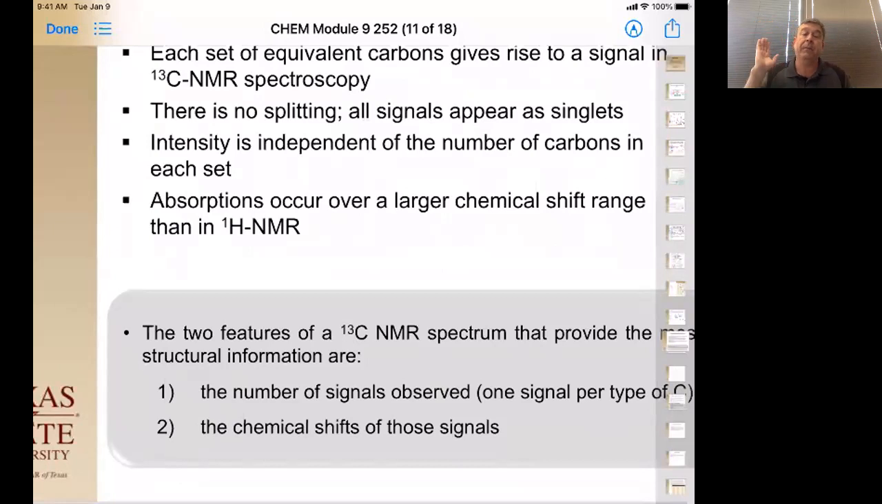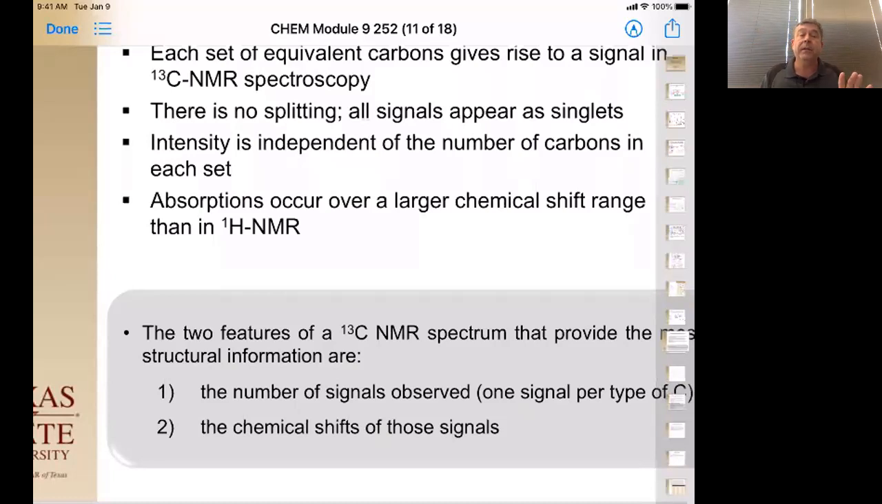In proton NMR, we had about 0 to 10 for most hydrocarbons and maybe up to 15 for something like a carboxylic acid. Carbon NMR is much wider, okay? We're going to have from 0 to about 220, okay? Those are our ppm numbers. But the chemical shifts follow the same trend we saw in our proton NMR. The more electronegative atoms or the more double bonds you have, the more you shift up, until you get to a carbon-oxygen double bond. That's the one that's going to be shifted most.